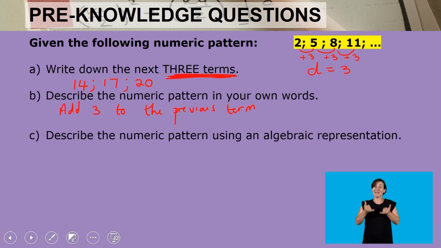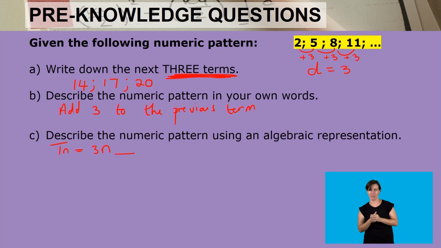Now we need to describe the numeric pattern using an algebraic representation. Now if we remember, that is us finding that rule. And we know that to find that rule, we need to take the constant difference, which is the 3. We're going to multiply it with our term number, and we are going to add or subtract any constant.